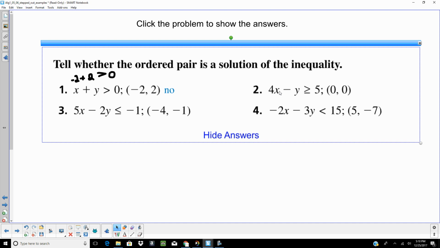On number 2, when you plug those in, you get 0 is greater than or equal to -5. Well, that's not true. So that one would be a no. Go ahead, hit pause, try problems 3 and 4 on your own. Both of those are yeses.